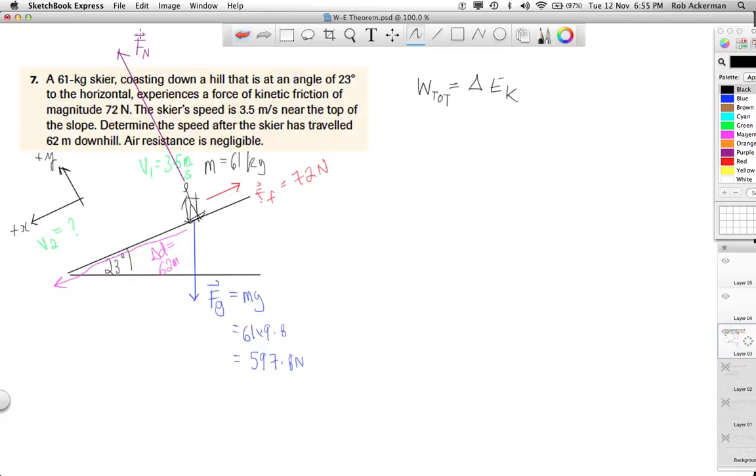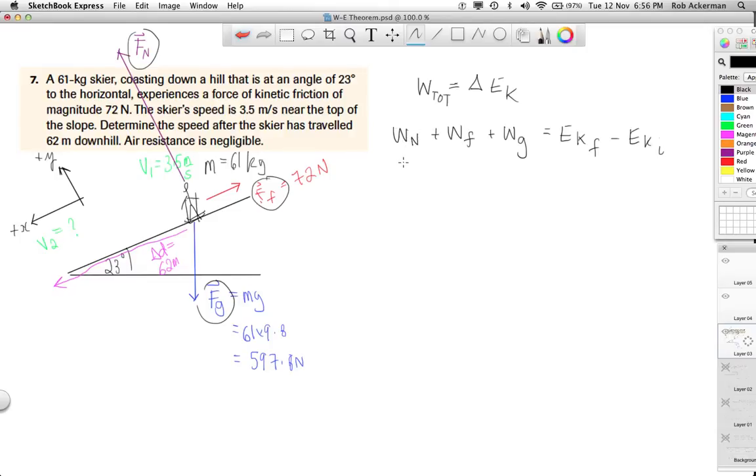I see one force, two forces, three forces. Displacement is not a force. So that means I'm going to put work done by the normal force, work done by the friction force, work done by gravity. What does delta mean? It means final minus initial. So EK final minus EK initial.